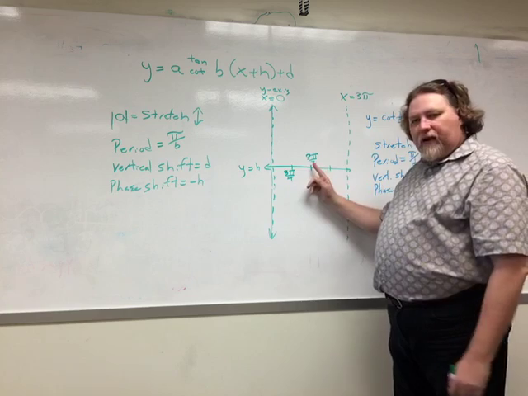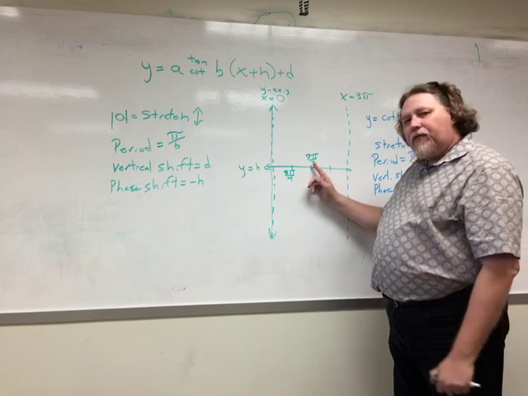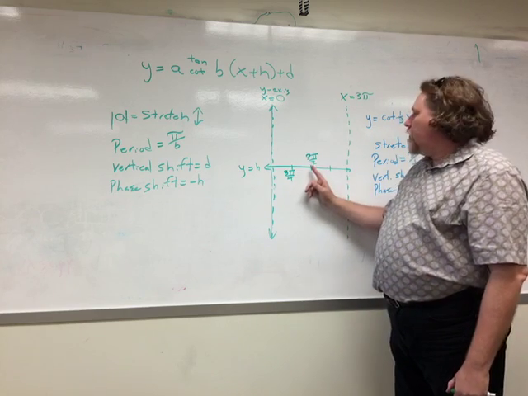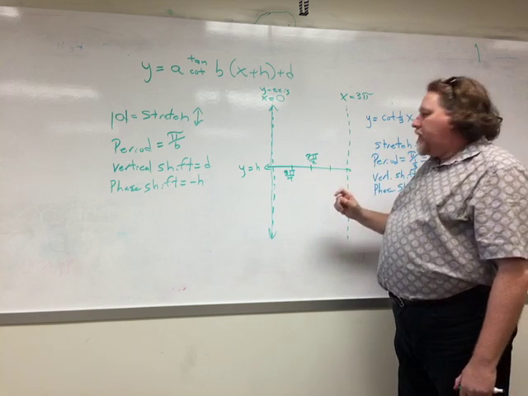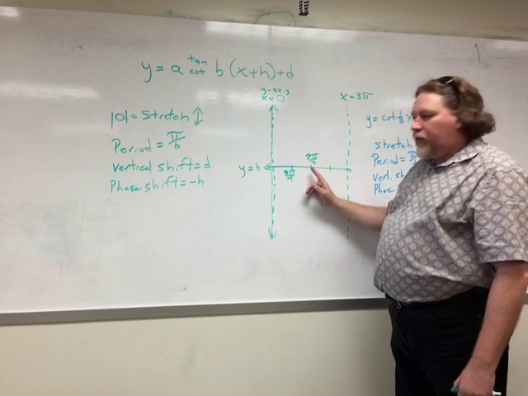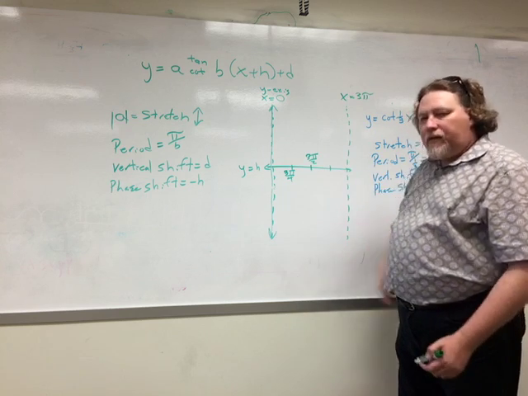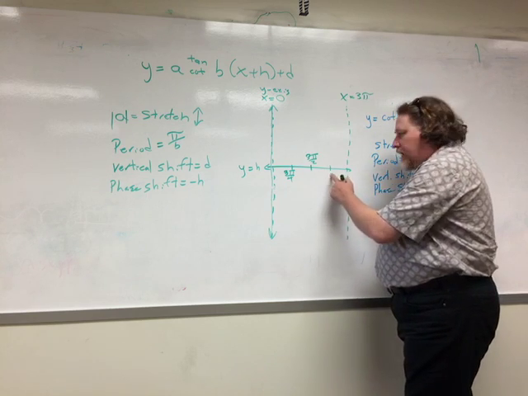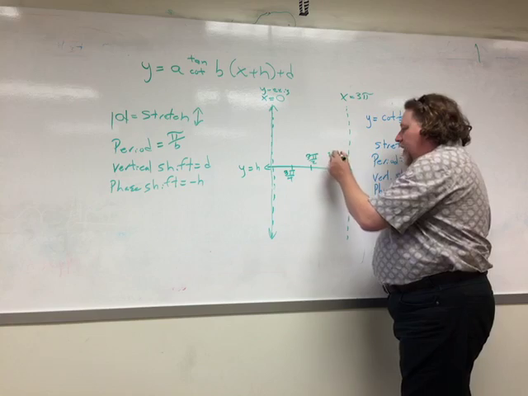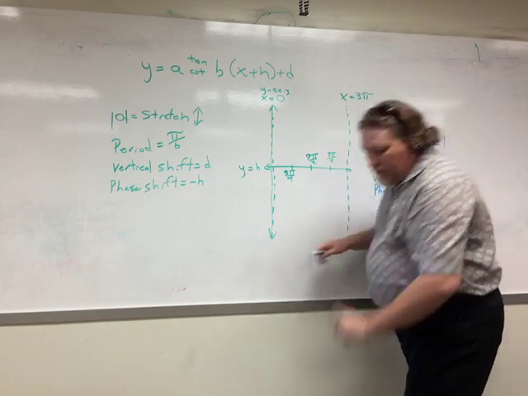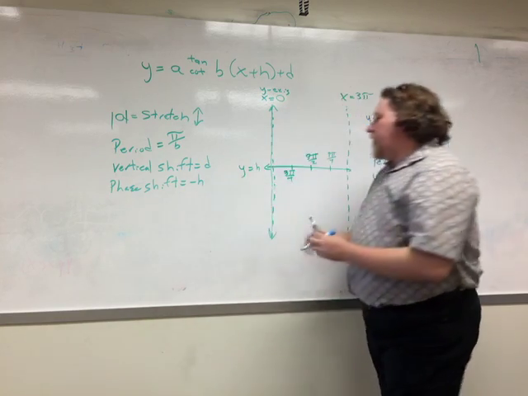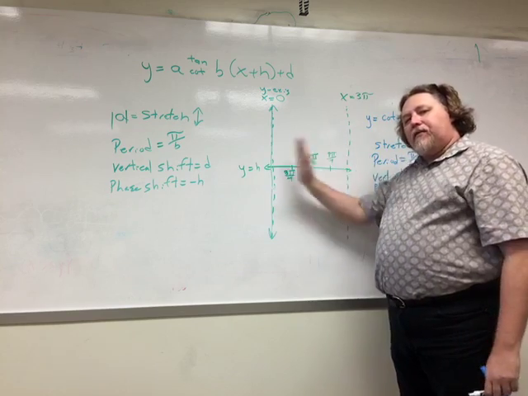Now how about this one right here? I've got 3 over 2 plus 3. That gives me 9 over 2. That's 3 over 2 plus 6 over 2, which is 9 over 2. Divided by 2 tells me that this spot right here is 9 pi over 4. So that takes care of all the lefty-righty of the picture.